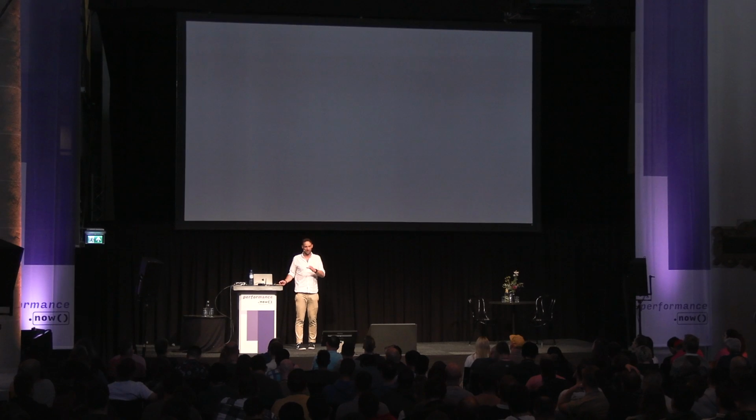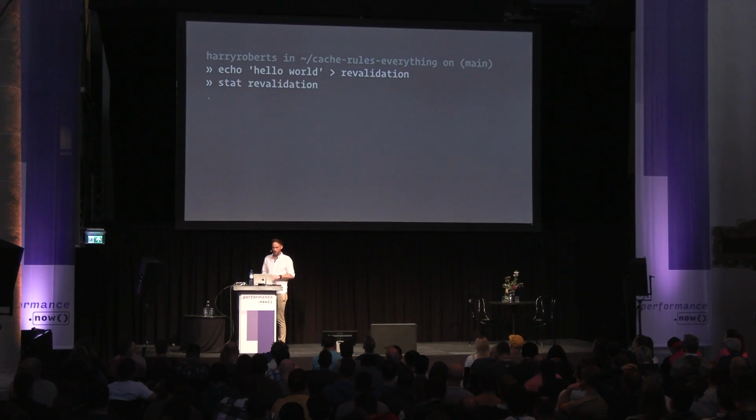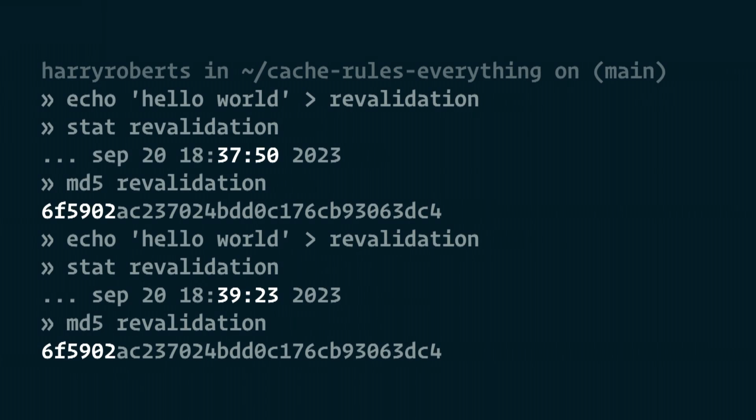So just to show you an example, this isn't how it works, but as a model, as a little demo, all we've done here is create a file called revalidation that contains the string hello world. We can see its Last-Modified was blah, blah, blah, 37 minutes, 50 seconds. The MD5 checksum is 6F5902. We rewrote the exact same content into the exact same file. The Last-Modified has updated, but the content hasn't. The hash remains the same. This is the false positive situation you run into if you're relying on Last-Modified.